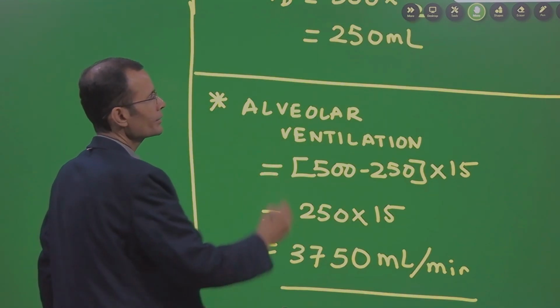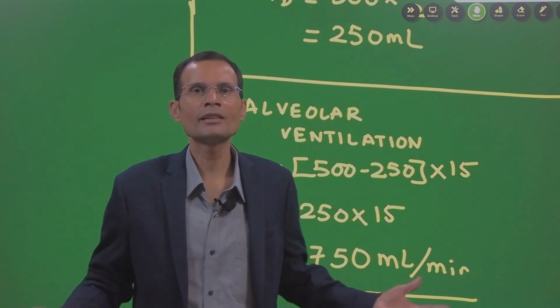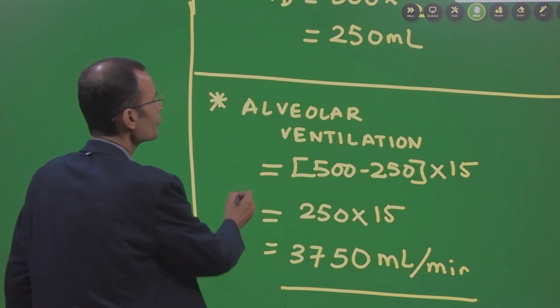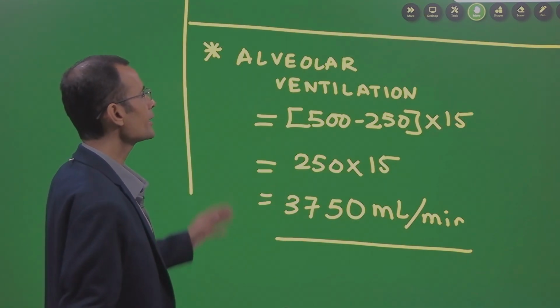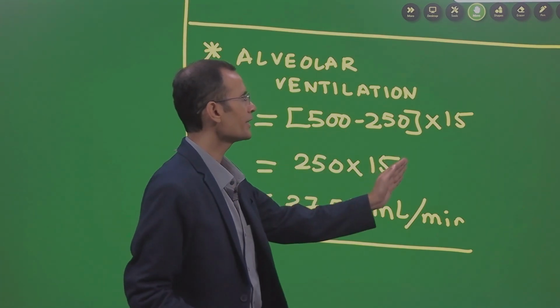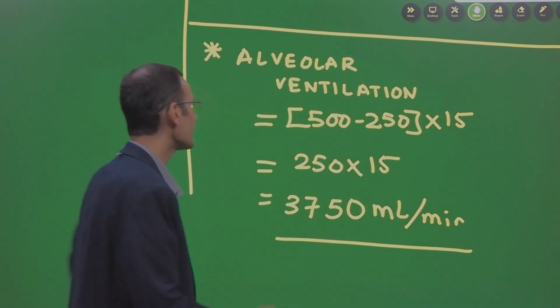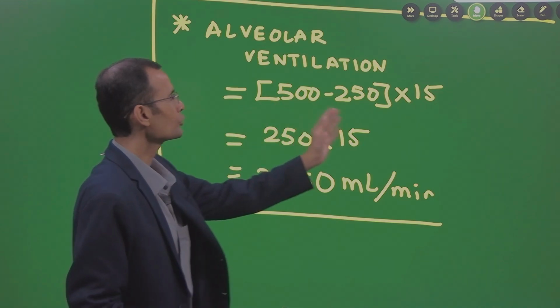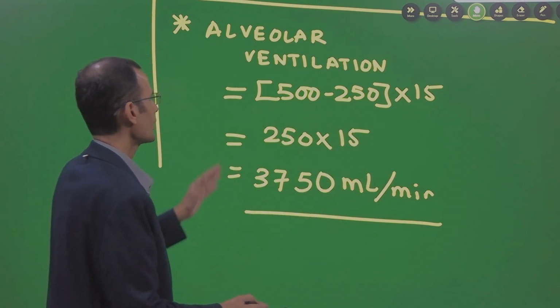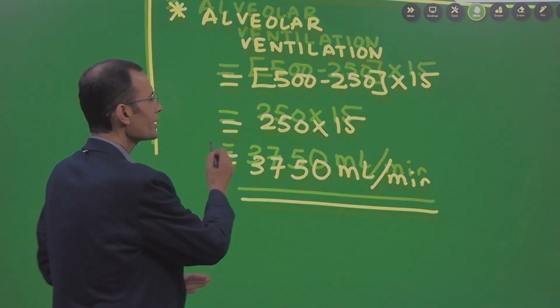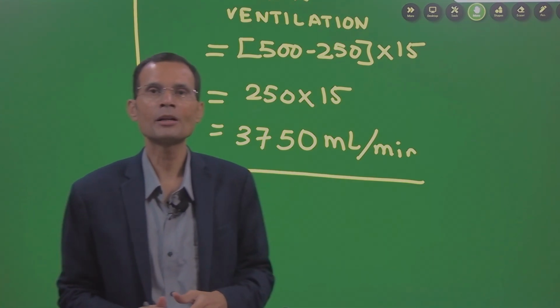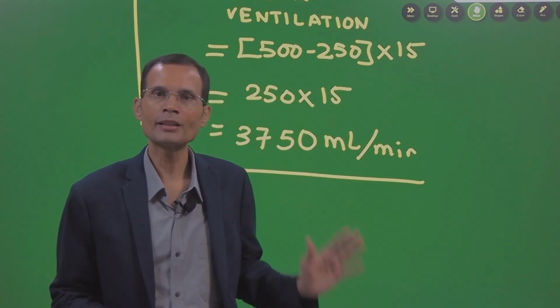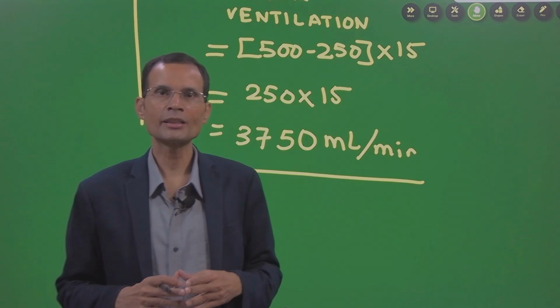Once we have calculated the dead space volume, the matters are very easy. Alveolar ventilation per minute is equal to tidal volume minus the dead space volume, into the respiratory rate. So it will be 500 minus 250, into 15, that is 250 into 15, and that is 3750 ml per minute. That's the alveolar ventilation calculated from the given data.